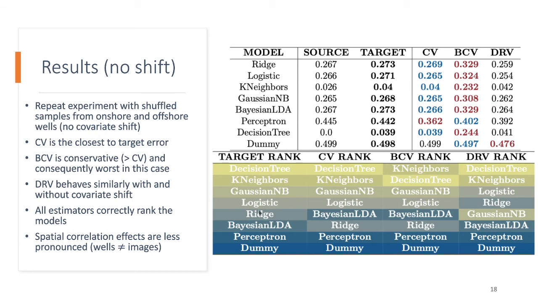If we repeat the experiment by mixing up onshore and offshore wells, that is, we remove the covariate shift, we start to see that cross-validation starts to get good estimates of the actual error, and that the block cross-validation method, as a conservative method, becomes too pessimistic. In this case, all the models are successfully ranked by 3 of the estimators.